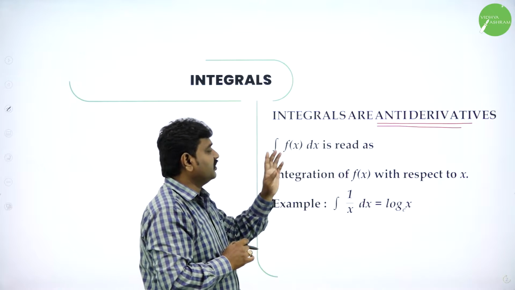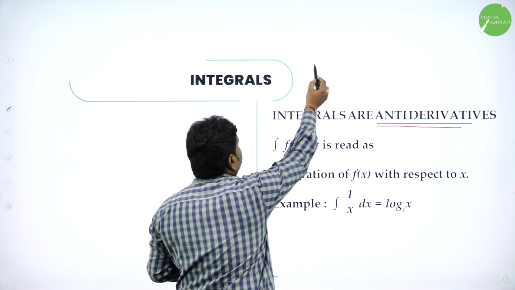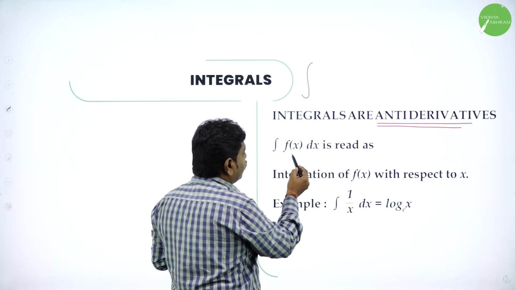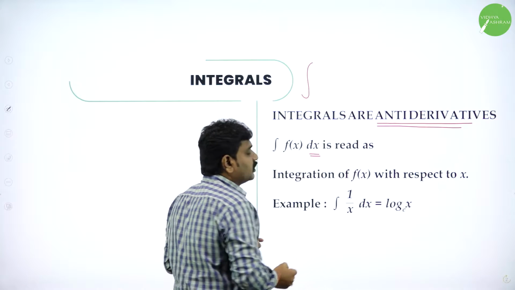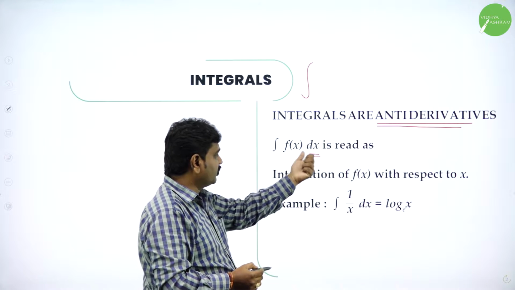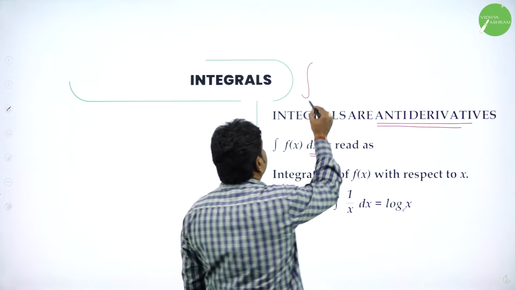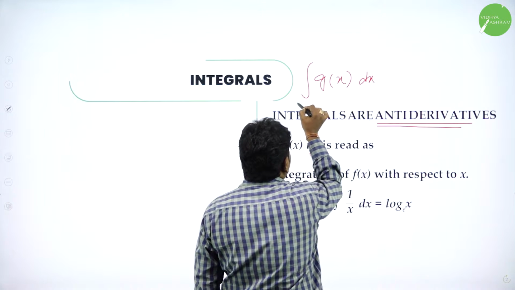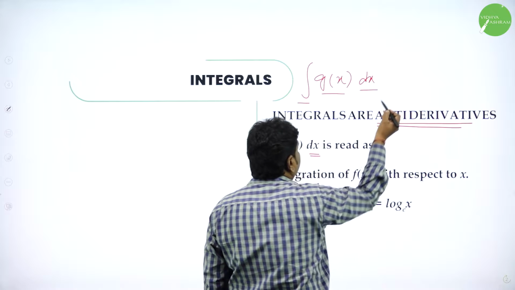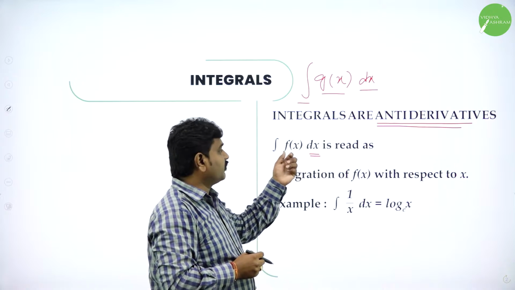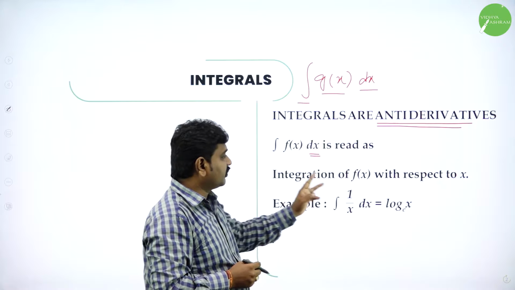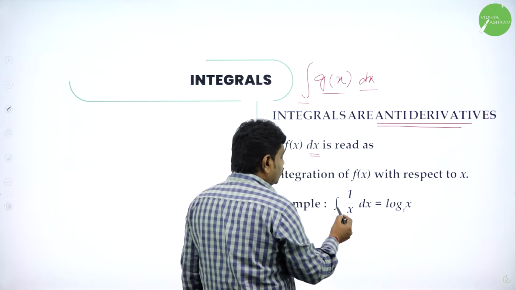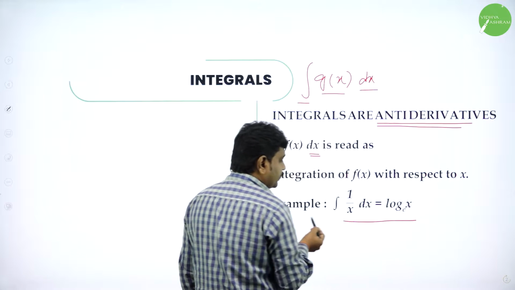So now how to read this? This symbol is read as integral. What is this symbol? Integral. Integral of f of x with respect to x. If I write integration of g of x with respect to x, we read this as integral of g of x with respect to x. So integration f of x dx is read as integration of f of x with respect to x. And example, integration of 1 by x dx is log x.